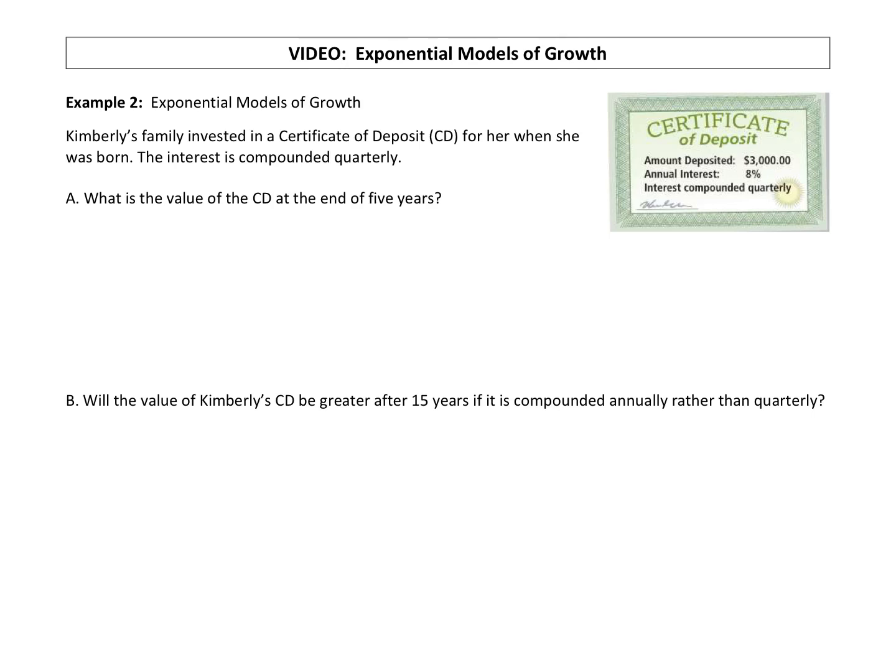Okay, so let's take a look at a real life example with exponential growth. It's a model of exponential growth. Kimberly's family invested in a certificate of deposit. We abbreviate that to CD. They invested in a CD for her when she was born. The interest is compounded quarterly. So when we have these financial questions, this is our key word, compounded quarterly. What is the value of the CD at the end of 5 years?